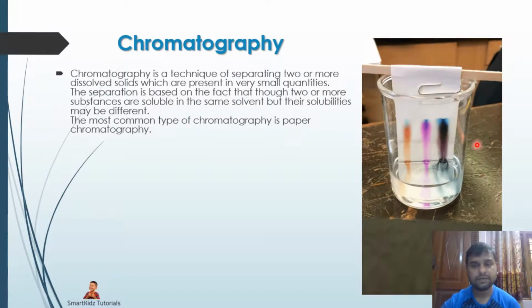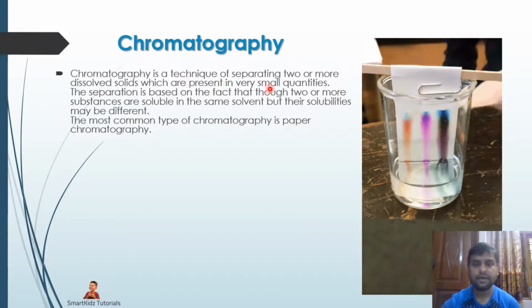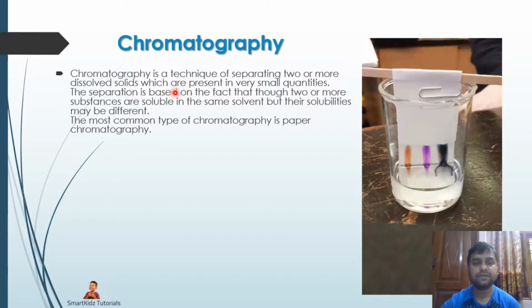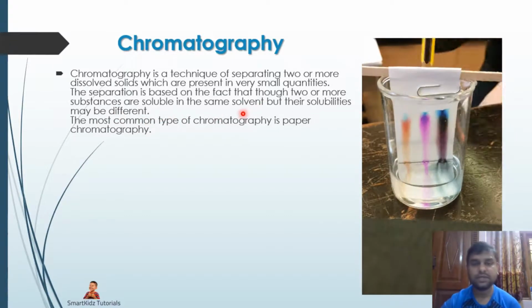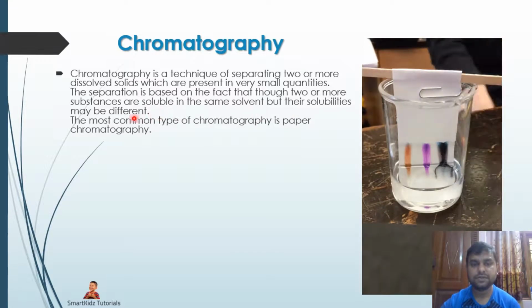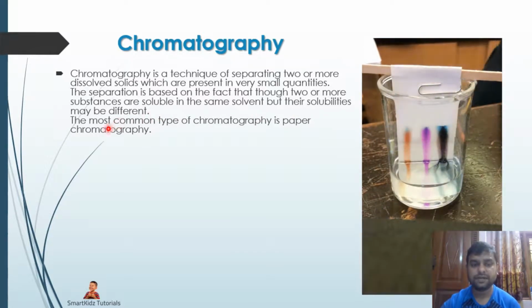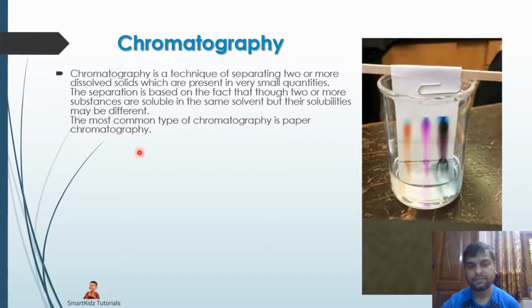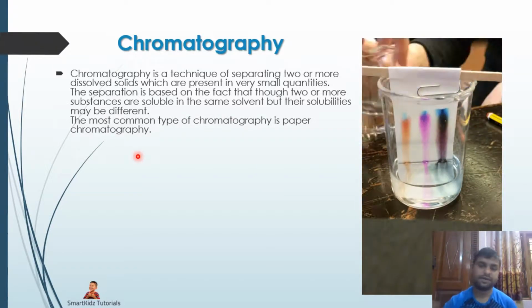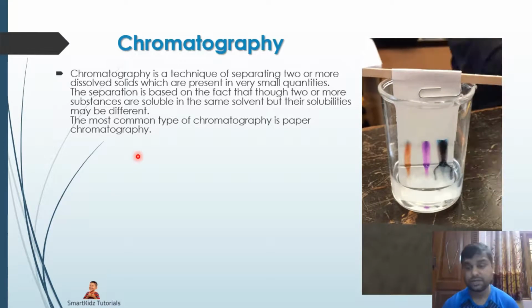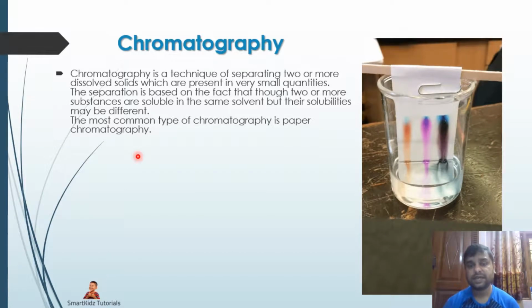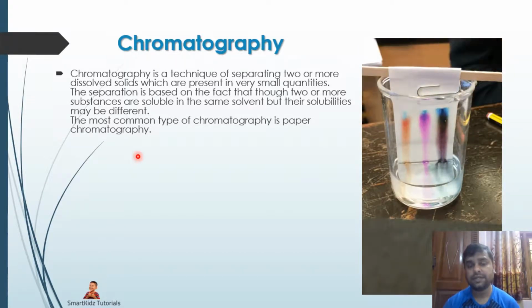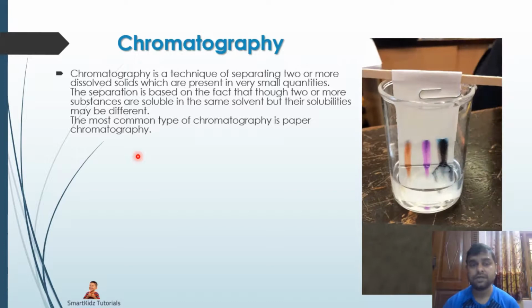So we'll have a look at what is chromatography. Chromatography is a technique of separating two or more dissolved solids which are present in very small quantities. The separation is based on the fact that two or more substances are soluble in the same solvent, but their solubilities may be different. The most common type of chromatography is paper chromatography. So if you have two or more solids dissolved in liquid, how soluble they are will decide how quickly they can be separated from the mixture.